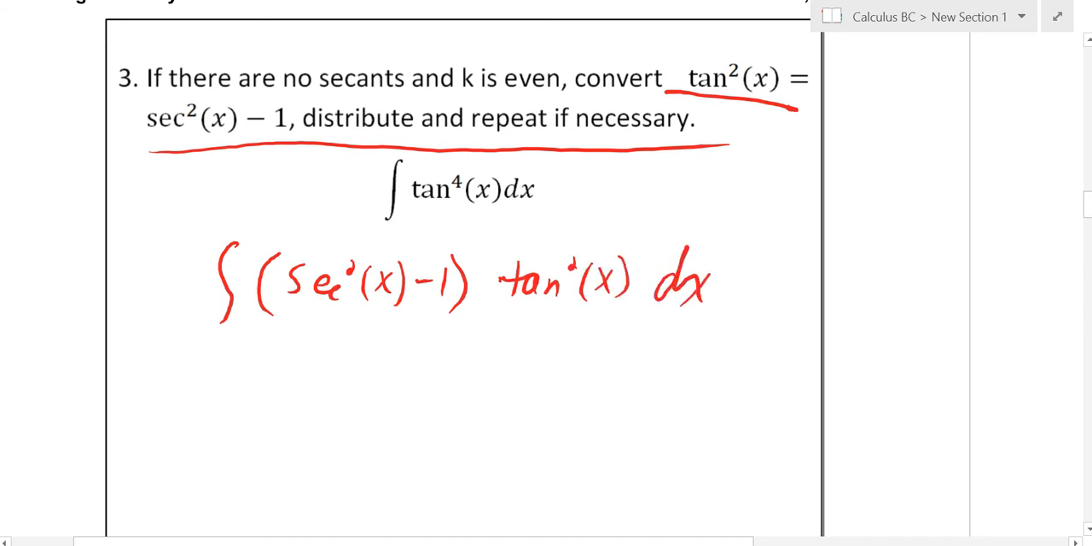The reason why you don't want to convert them all over at once is because when I distribute that tangent, I'm going to get 2 different integrals. You guys see this? Like this tangent is going to go into here. Which one of them can I handle right away?